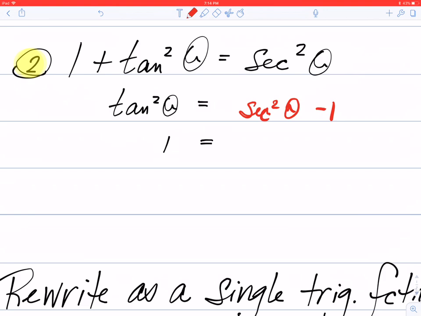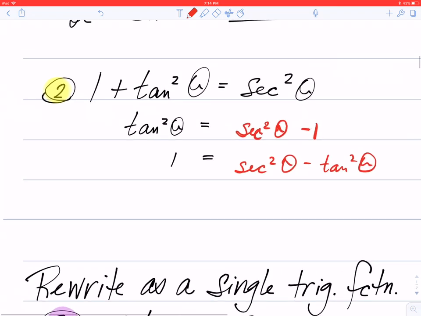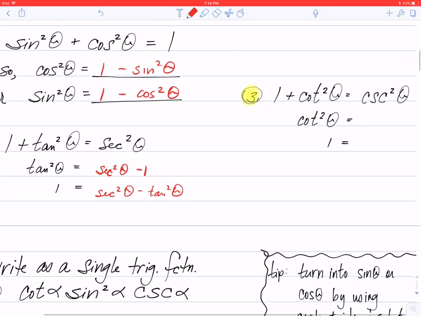And then lastly, if you went back up to the original question and you wanted to get that 1 alone, then you would just subtract tangent squared from both sides. So you'd have secant squared theta minus tangent squared theta. Again, these are all the same Pythagorean identity, just rearranged versions of the same thing.